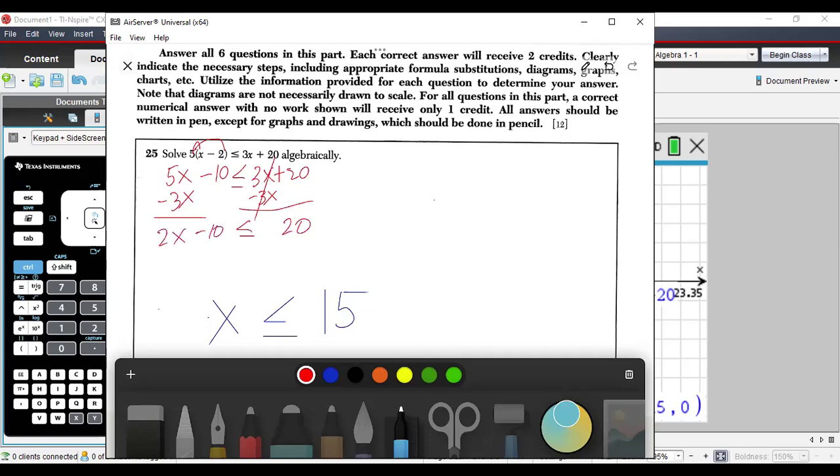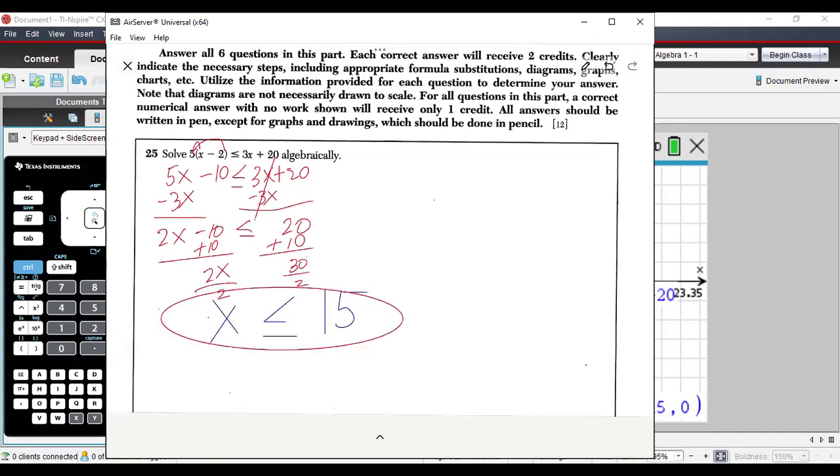Now, the next thing I got to do is get this minus 10 to the other side. So the way I'm going to do that is I'm going to add 10 to both. So this is going to be 30, and this is going to be 2x. And the last thing you're going to do is divide by 2, divide by 2. And of course, 30 divided by 2 is 15. 2 divided by 2 is 1. So that's our answer.